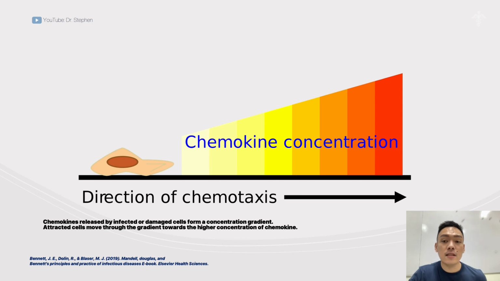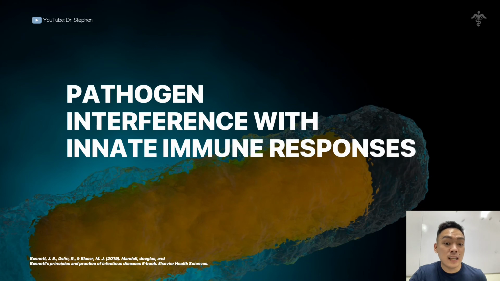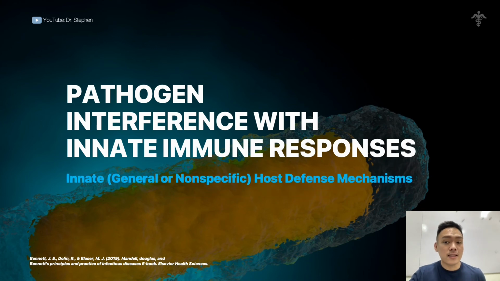Moving on to our next and last portion, this is pathogen interference with innate immune responses. Essentially, all successful pathogenic bacteria, viruses, fungi, and protozoa have evolved ways to evade or suppress innate immune responses to facilitate their establishment and replication in the host. Major points of pathogen interference parallel three major steps in innate immunity: PAMP recognition, intracellular signaling, and chemokine and cytokine expression triggered by activated transcription factors.